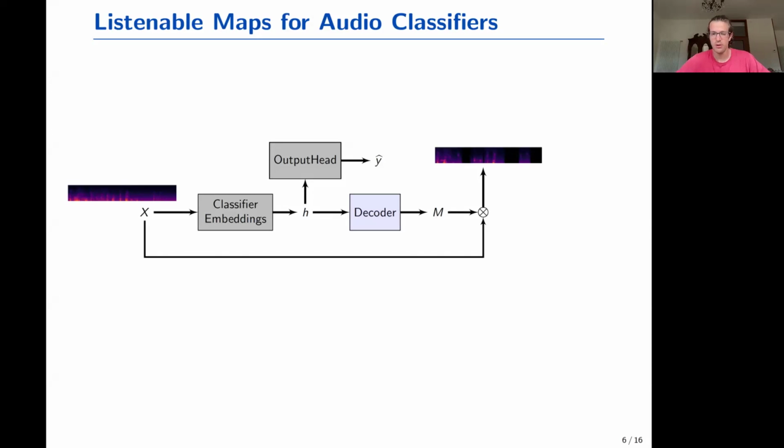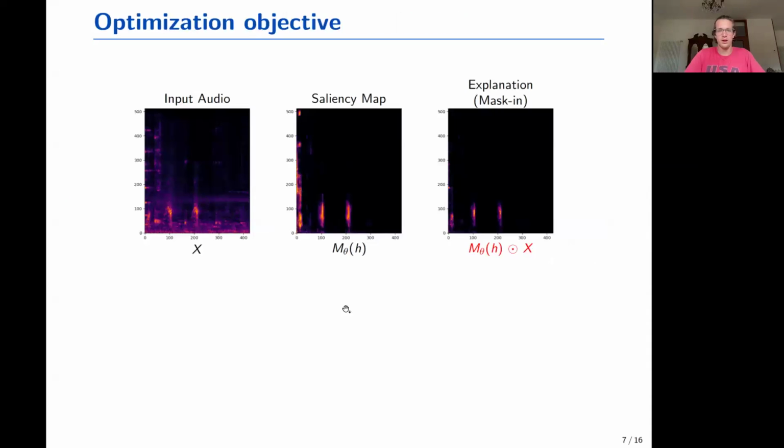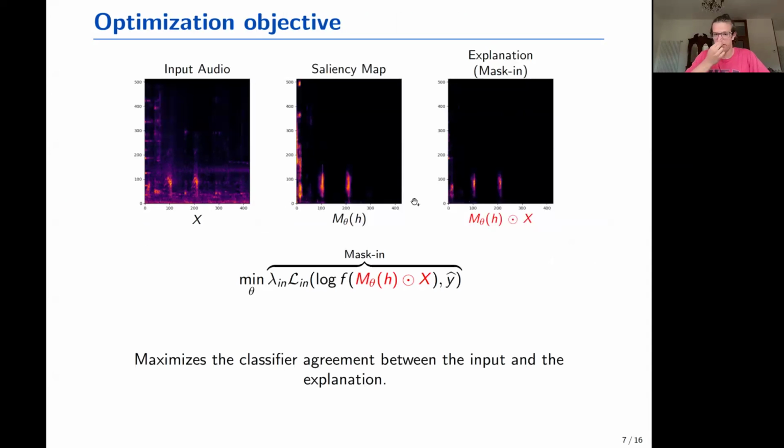To ensure that the explanations are faithfully following the model, we feed the explanation through the classifier, and we designed a specific masking-based loss that ensures this. The optimization objective works by taking the input audio and the generated saliency map and generating the explanation, which is the product between the mask and the input audio. Then we maximize the classifier agreement between the input audio and the explanation.